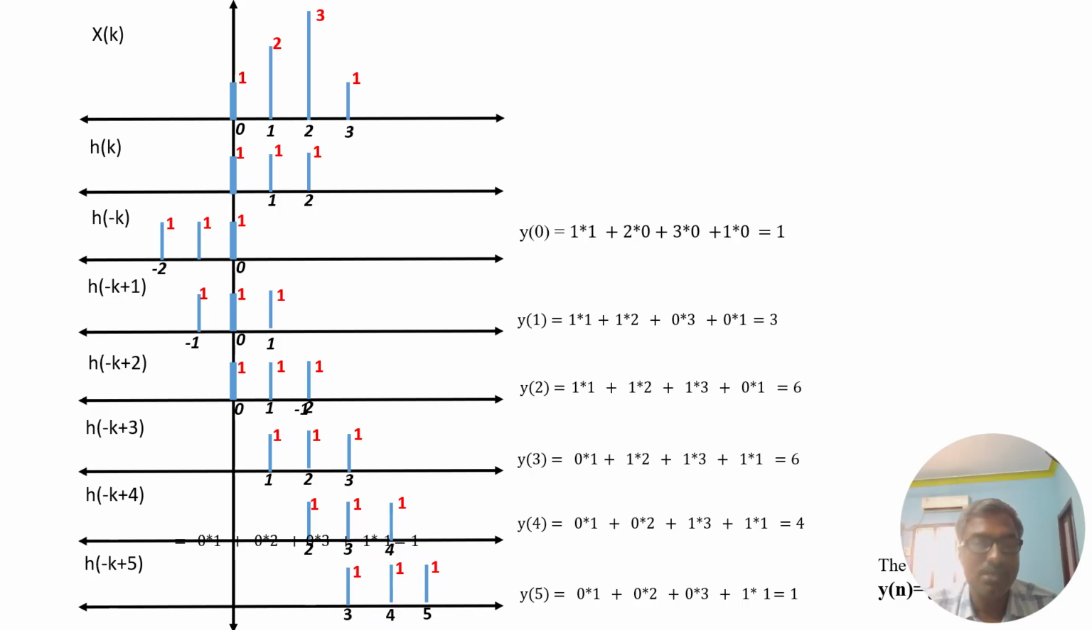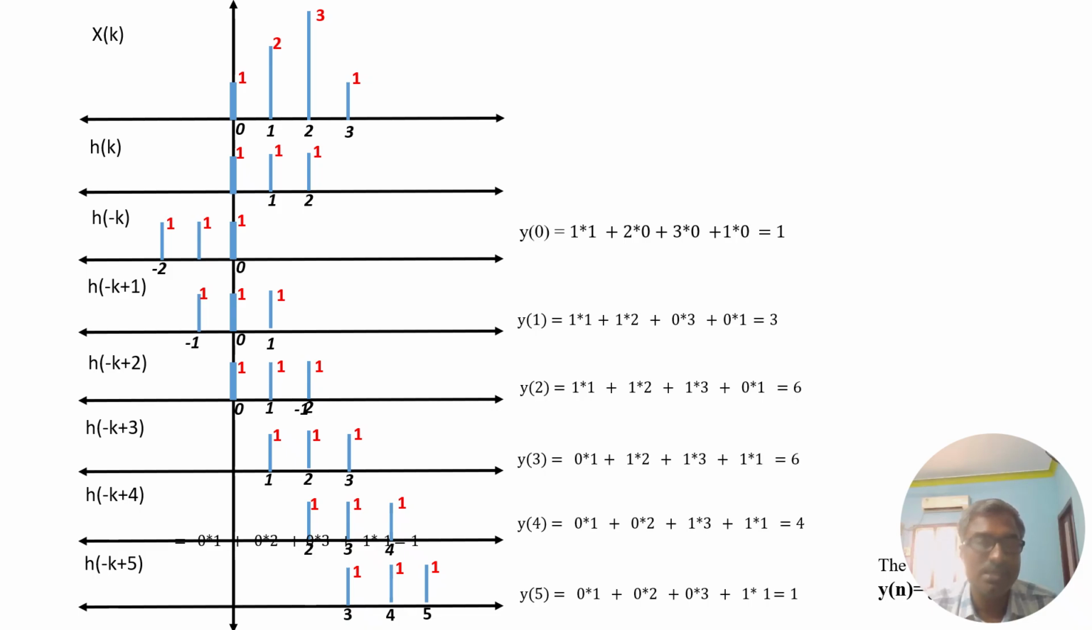Then the resultant h of minus k plus 2 sequence at n equal to plus 2, the sample value is 1. Similarly, at n equal to plus 1, the sample value is 1. Similarly, at n equal to 0, the sample value is 1. Similarly, h of minus k plus 2 is multiplied with x of k, which will yield you y of 2. So y of 2 equal to plus 6.